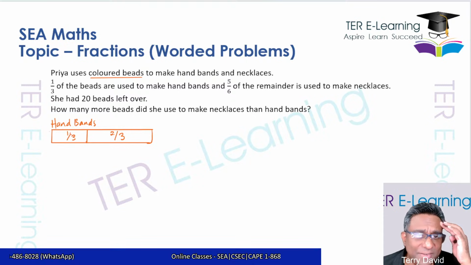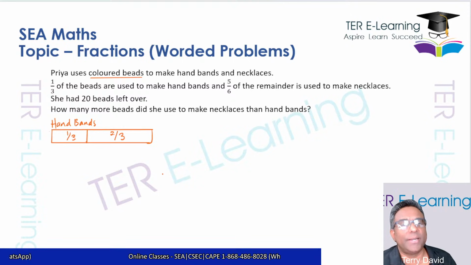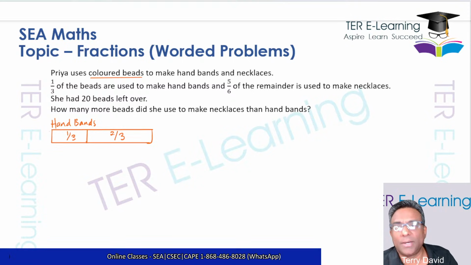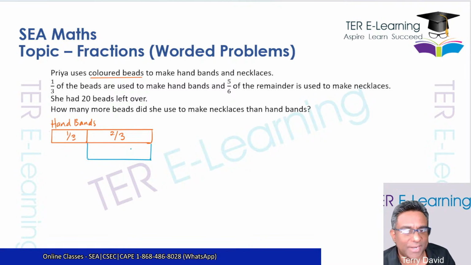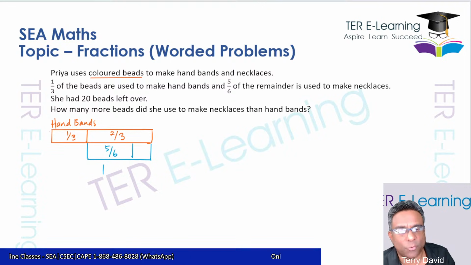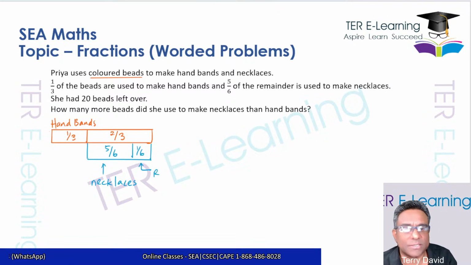Now, 5/6 of the remainder is used to make necklaces. So not all of the remainder here is being used for the necklaces. We're only taking part of this here to make the necklaces, and that's 5/6. So 5/6 here is going to be used for your necklaces. And if you're using 5/6, it means that 1/6 here is going to be left. So this here will be what is left. Any question?